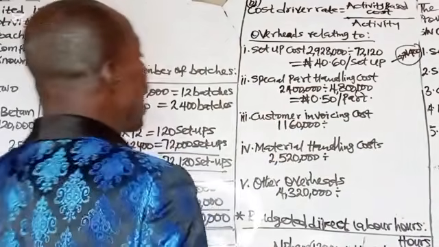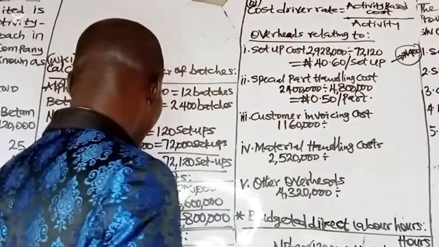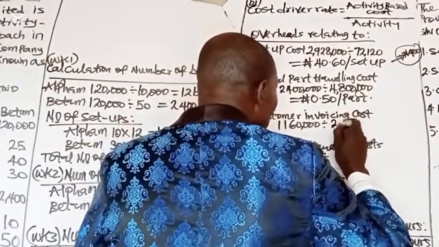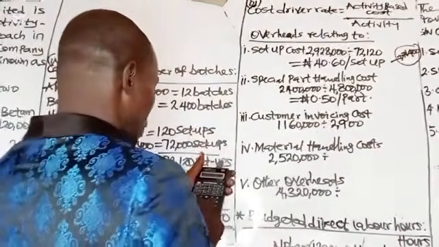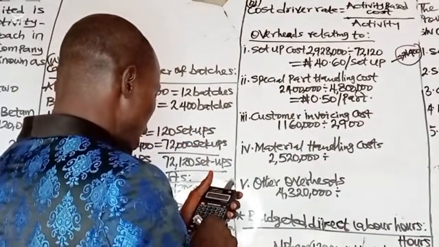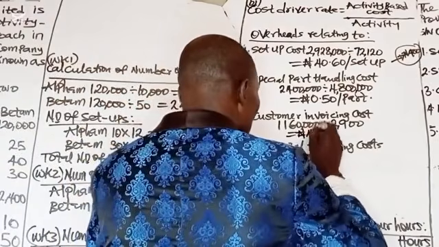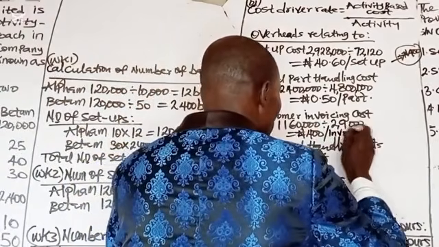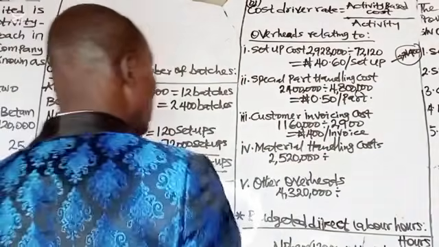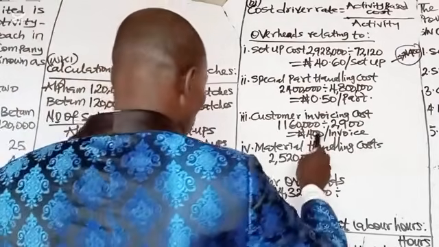Then the third one is customer invoicing cost. You use the number of invoices, and we got that number from working 3. The number of invoices we got to be 2,900. So we have 1,160,000 divided by 2,900. That gives us 400 naira per invoice. This is not affected too. It will be the same under both methods. Even if the batch size for Betam is 500, you will still get the 400.